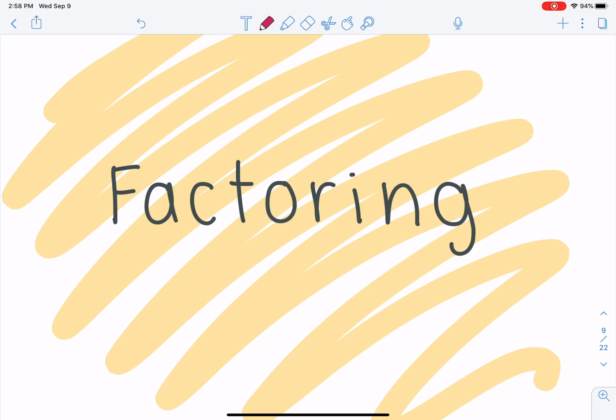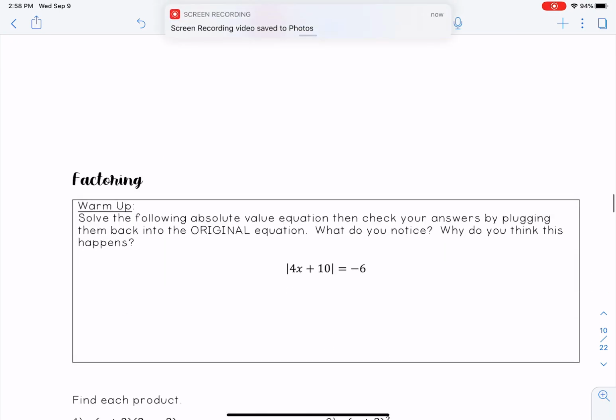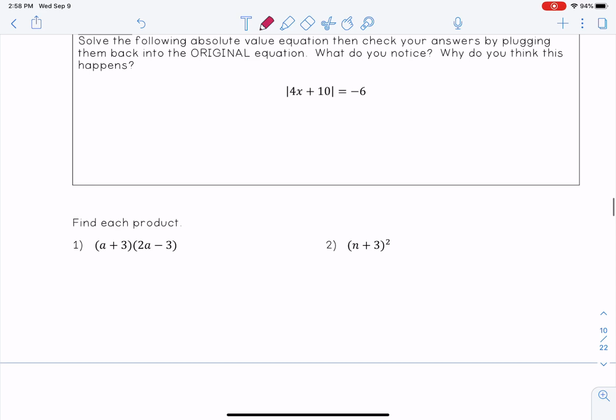In these next problems, we're going to review how to factor. So make sure you start off by doing your warm-up first. And now we're going to start by finding each product. So remember, we can do this by remembering something called FOIL.